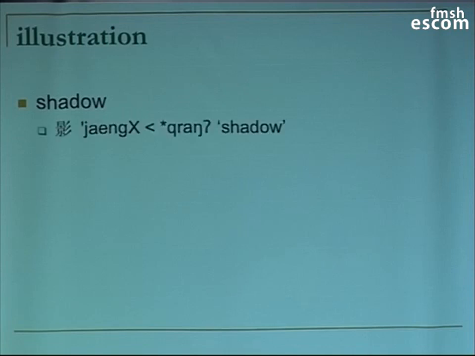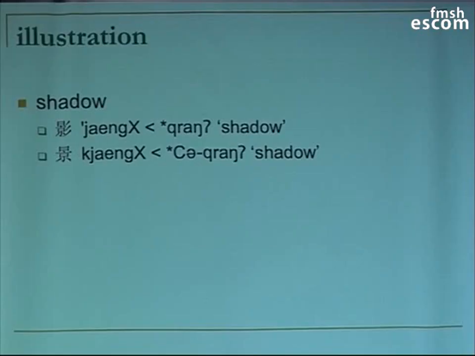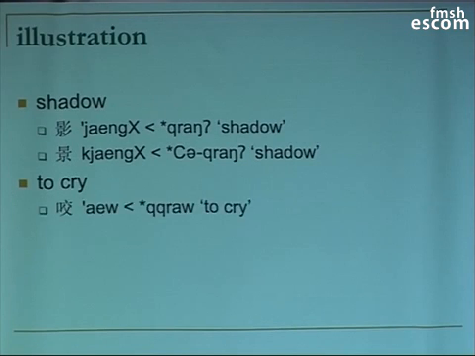Illustration. Shadow. Well, ying, we get out of QR. And jing, we get out of iambic prefix QR. Alright. To cry, L we get from QQR, and this one we get from iambic prefix QQR.